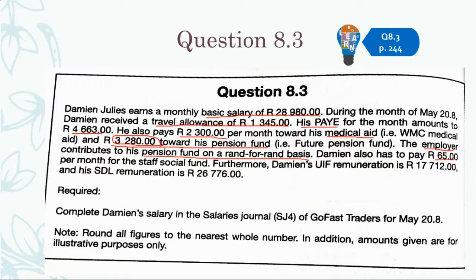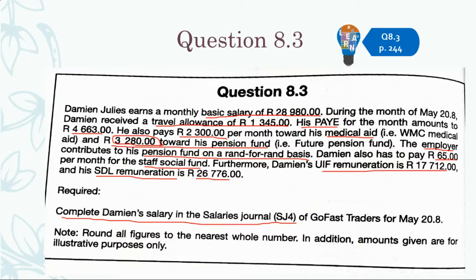Damien also pays 65 Rand to the staff social fund. And further, his UIF remuneration is 17,712, so they capped him at the UIF remuneration, okay? And his SDL remuneration is 26,776 Rand. Okay, so here you can see they give you the remuneration amounts. They do not give you the SDL deduction or the UIF deduction. What they want you to do is complete Damien's salary and the Salaries Journal SJ4 for Go Fast Traders. Round all figures to the nearest whole number.